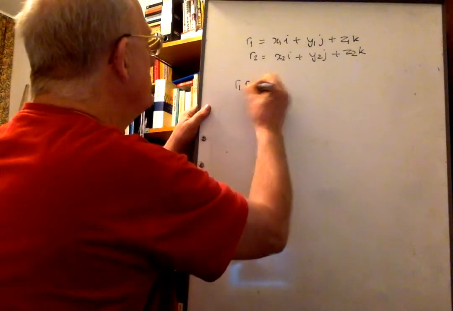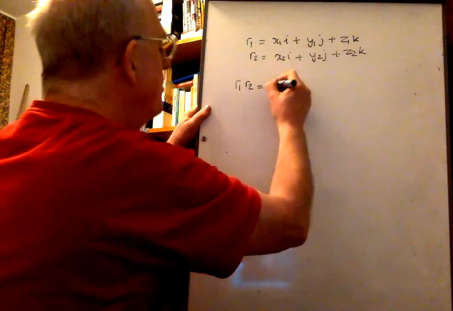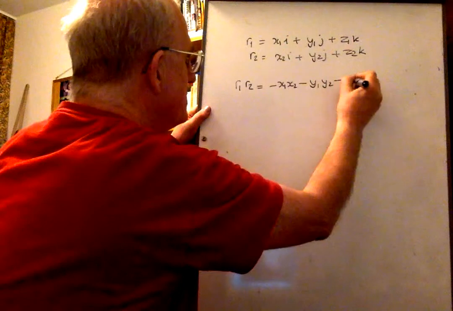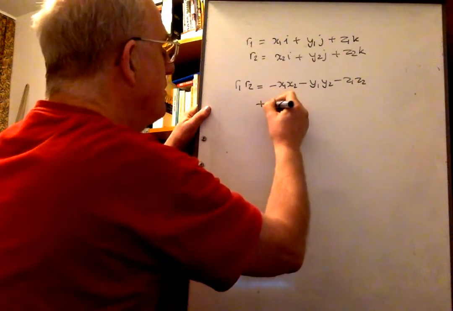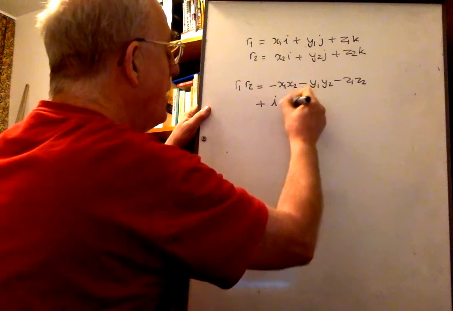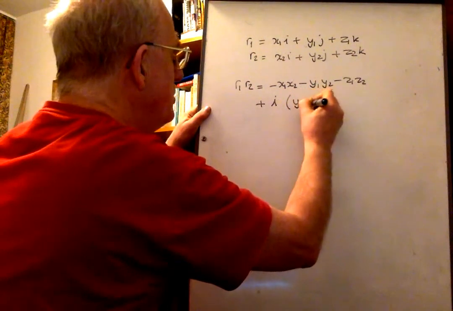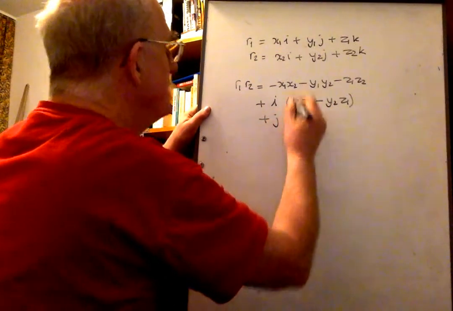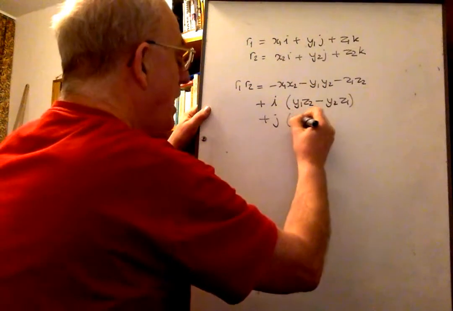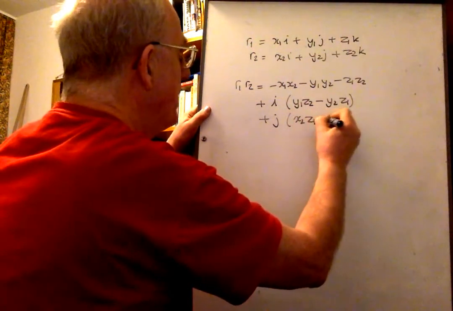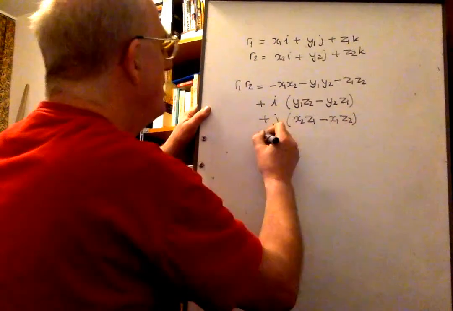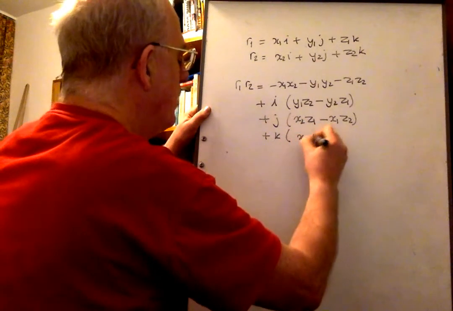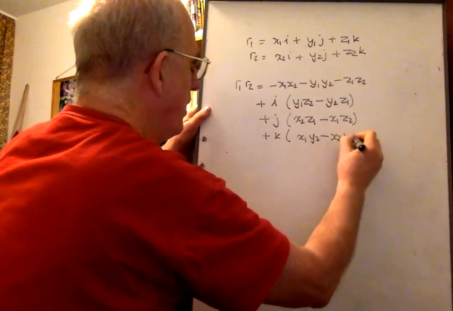Yes, R1, R2, it has a real part, which is minus x1, x2, minus y1, y2, minus z1, z2. And for the i term, it will have y1, z2, minus y2, z1, i's. For j's, it will have x2, z1, minus x1, z2. And for k's, it will have x1, y2, minus x2, y1.